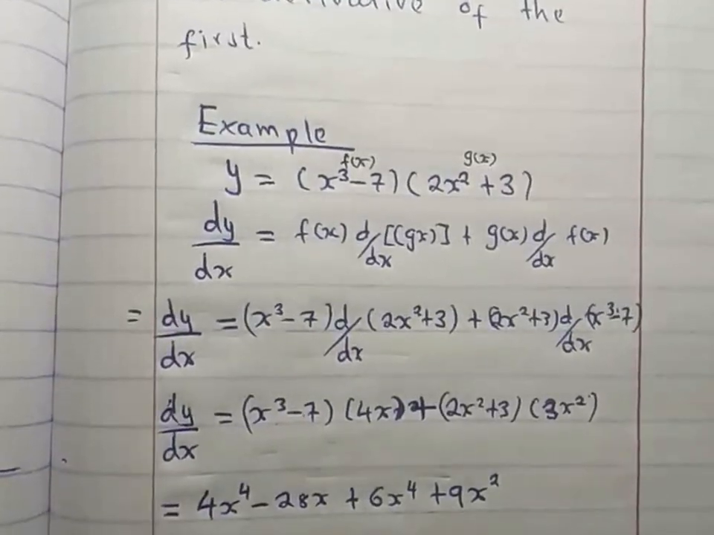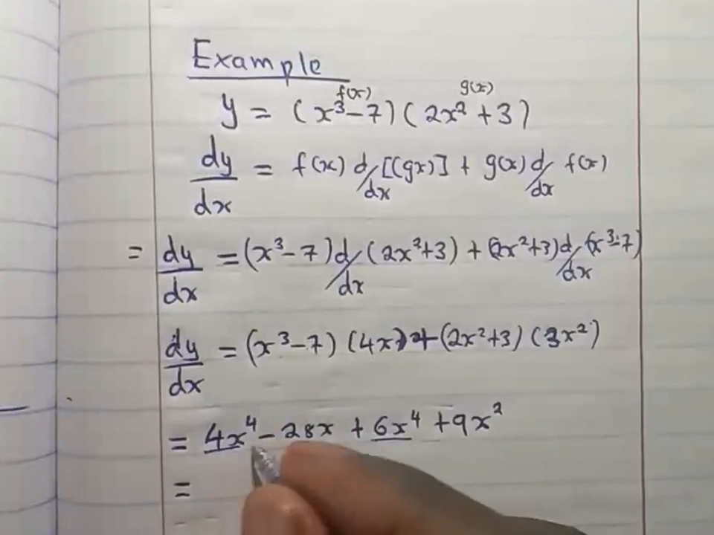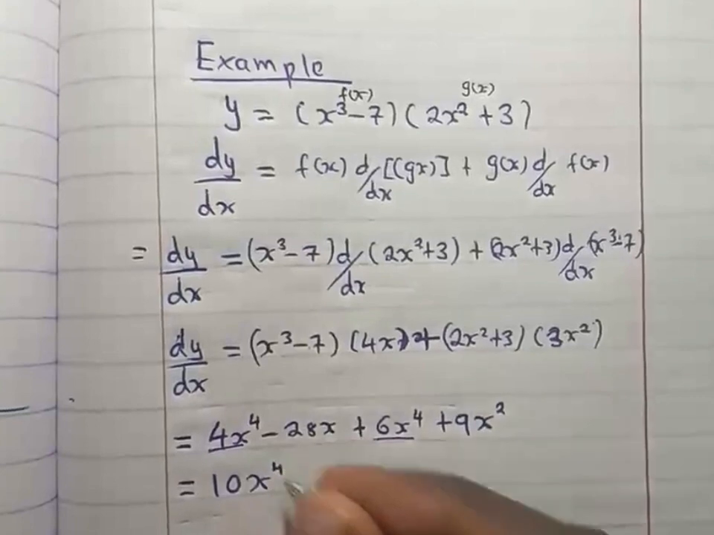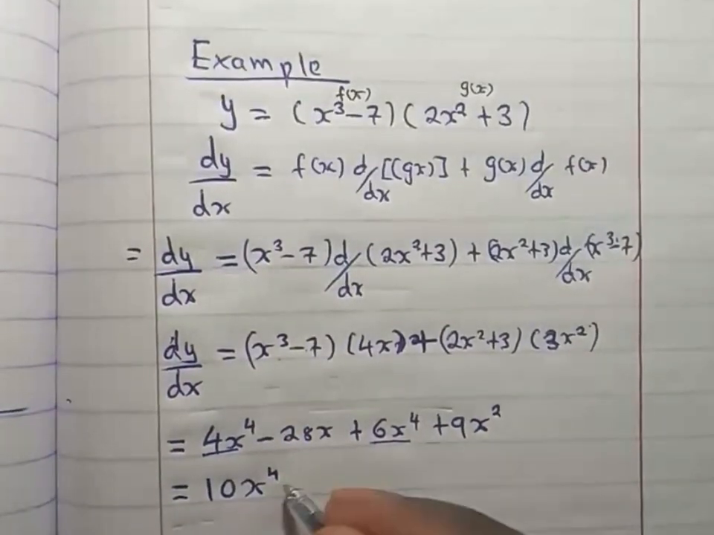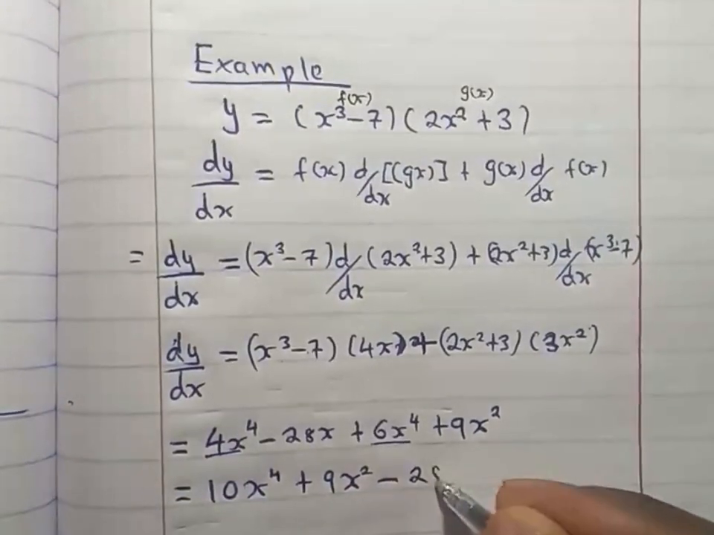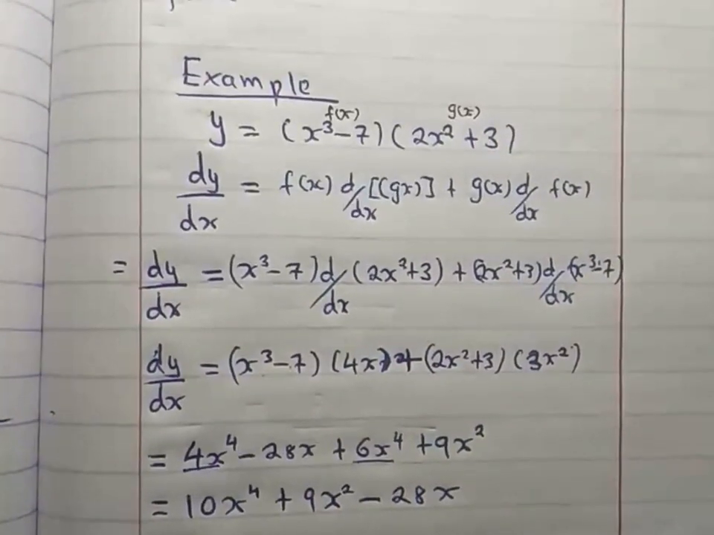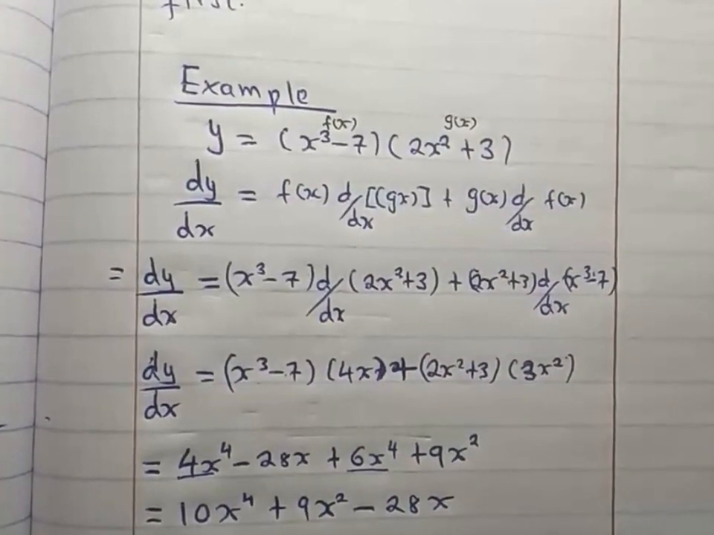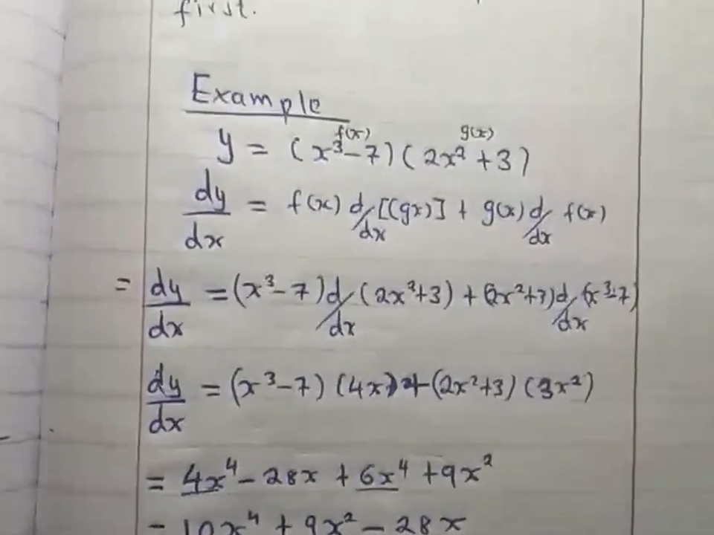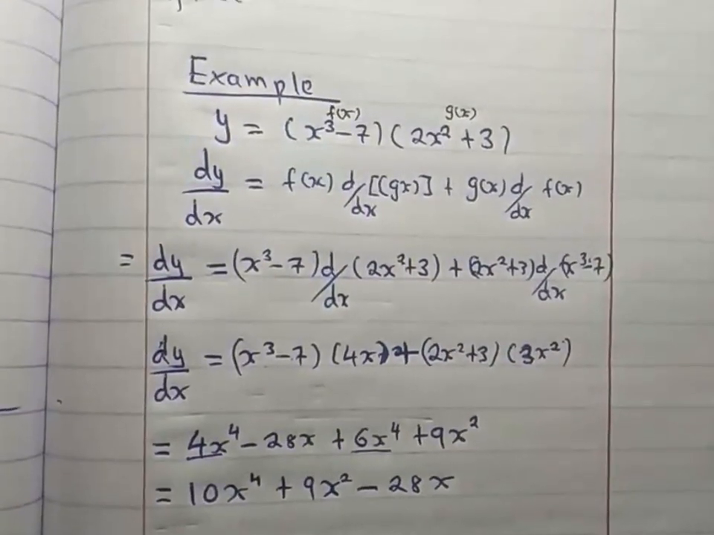So we can collect 4x to the power 4 plus the 6x to the power 4, we are going to get 10x to the 4th. And then the next value there is plus 9x squared minus 28x. And that's the final answer if we differentiate x cubed minus 7 and 2x squared plus 3 using the product rule.